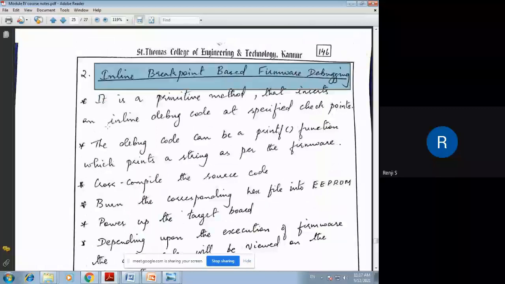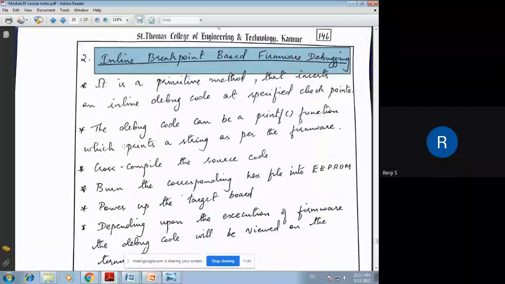You might come across this technique when you are writing even your C code. If you find that there are certain errors at a particular point in your code, you will write a printf statement to check the contents of the variables. Just like inserting some code in between to test the firmware, this also inserts certain code or breakpoints in between, so that up to that point you can test the value of the registers. So it is a primitive method and it inserts inline debug code.